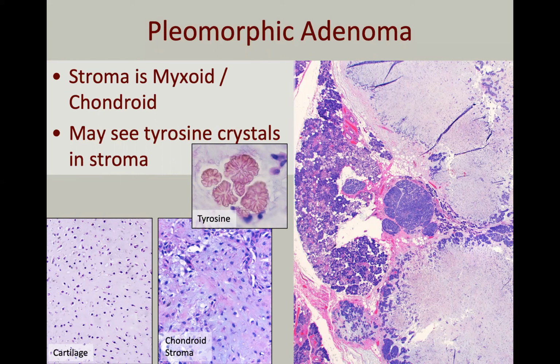I know that Dr. Ganat was looking for some of the cases with tyrosine crystals, but unfortunately we don't really report them, so that would be very hard to identify. But this is what they look like: little florets, pink florets, usually within the myxoid stroma.